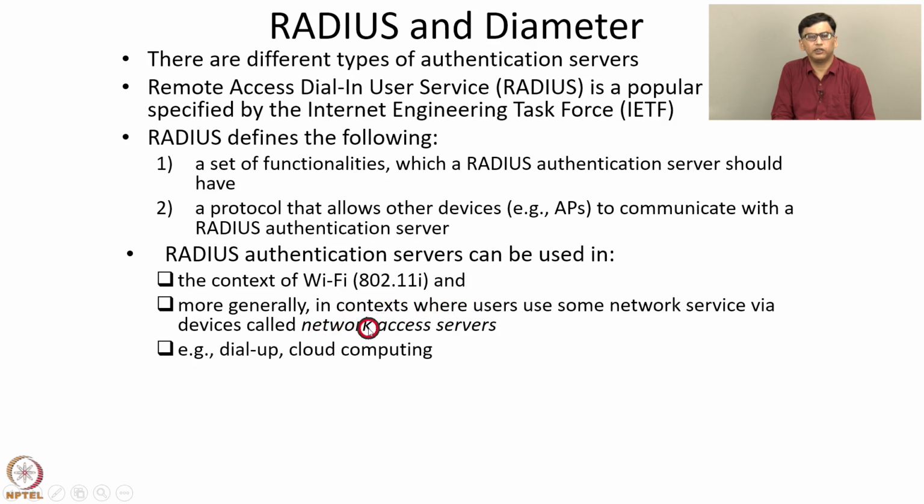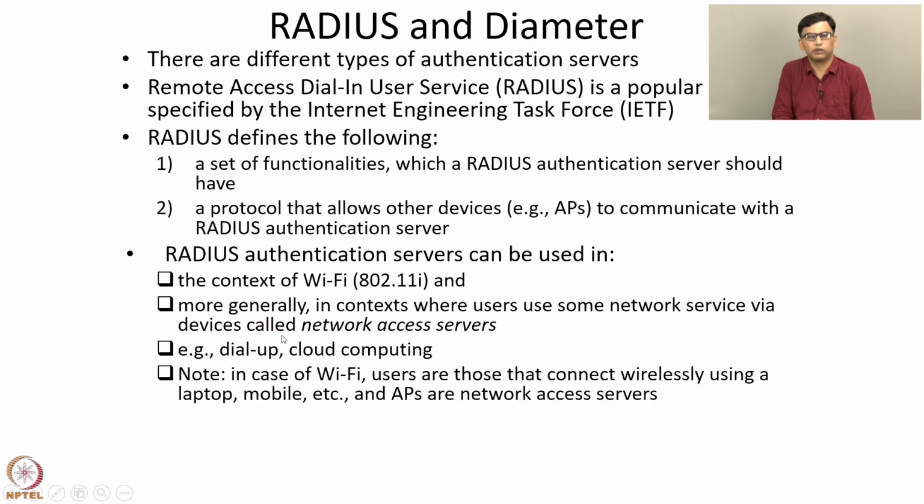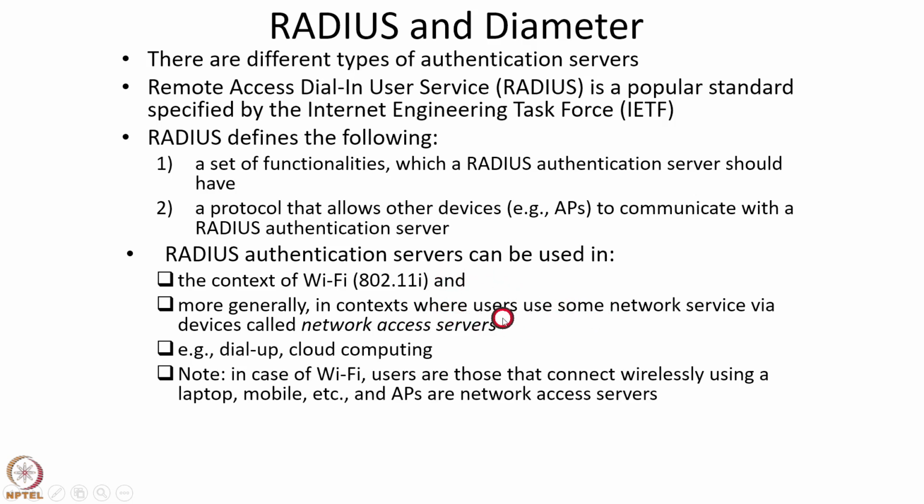In the case of cloud computing, the cloud computing service is provided to users through the gateway, and in the case of Wi-Fi, the network access server is the access point, and connectivity to the internet is the service provided through the access point. The case of dial-up is similar. Internet connectivity is provided through a gateway in the case of dial-up as well. In the case of Wi-Fi, users are those that connect wirelessly using a laptop, mobile device, and so on, and access points are the network access servers. So Radius is used in the case of Wi-Fi, but it is more general. It can be used in any context where there is a network access server, including dial-up and cloud computing.